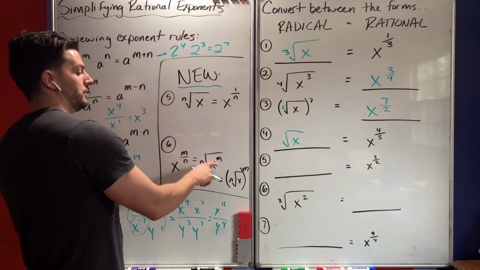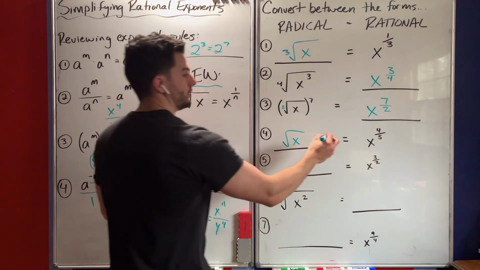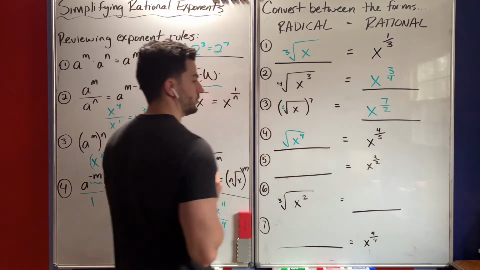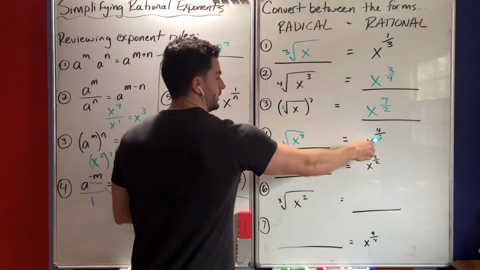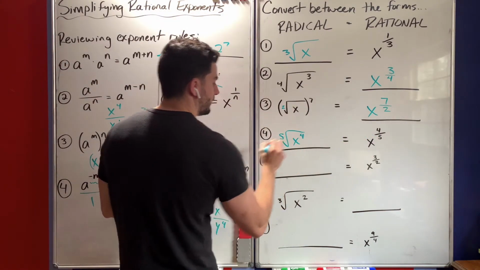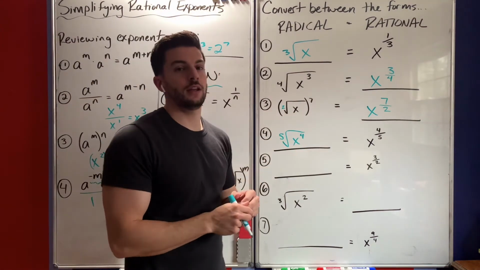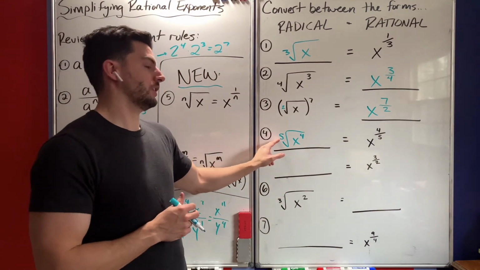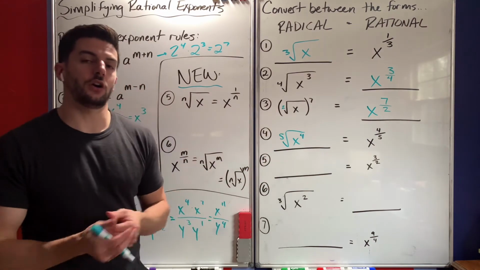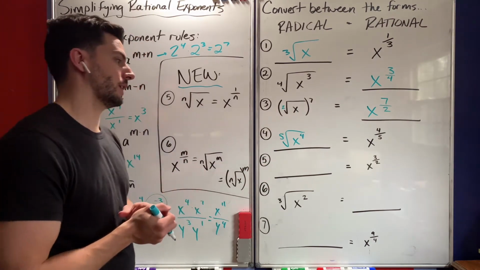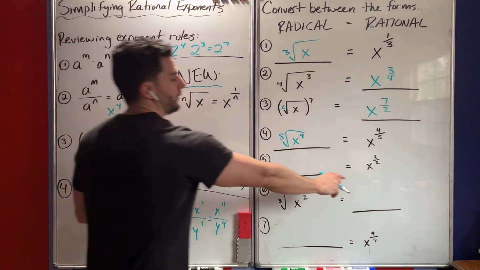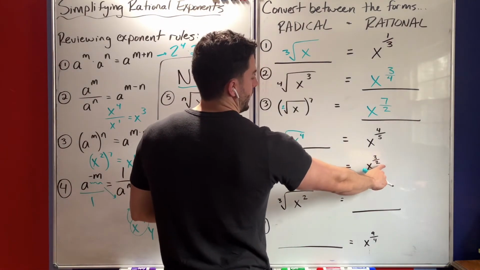So the numerator goes in the group with the x, so that's x to the 4th, and then the denominator is the index, so that's going to be a 5. Okay, so this is the 5th root of x to the 4th. Normally we don't see radicals with this big of an index, but they definitely are a thing. They can exist, okay?